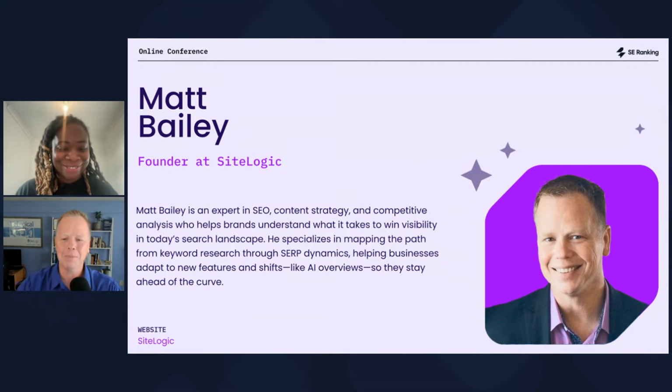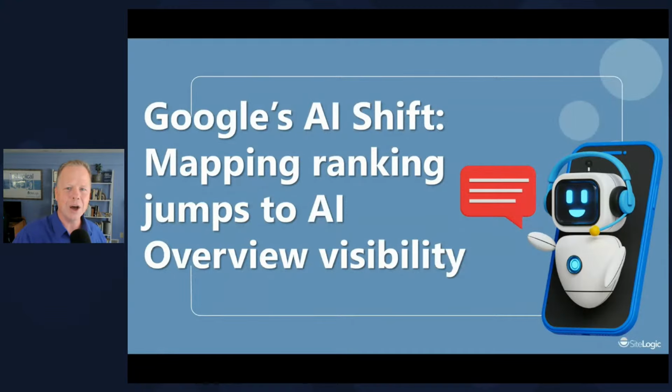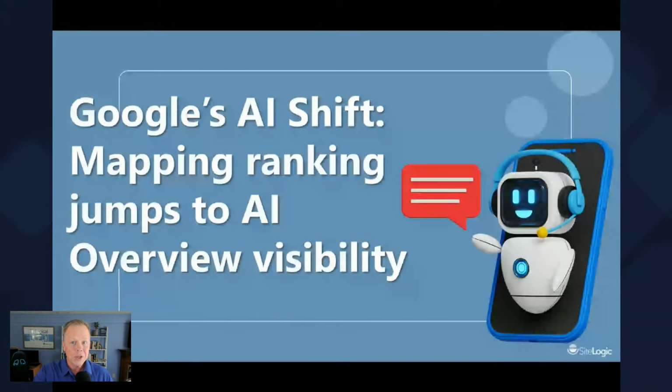Let me pop my screen on here. All right. So what we're going to look at here is the ranking jumps between SEO and AI. I'm also going to talk to you about a client I took on who was having some trouble, and I was working with them in the middle of this AI overview shift. And just crazy stuff is happening.